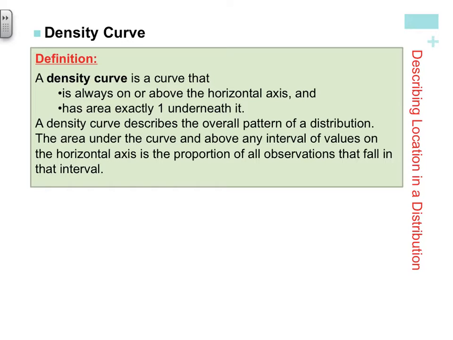So a density curve is a curve that is always on or above the horizontal axis. It has exactly an area of 1 underneath the curve. A density curve describes the overall pattern of a distribution. The area under the curve and above any interval of values on the horizontal axis is the proportion of all observations that fall within that interval.